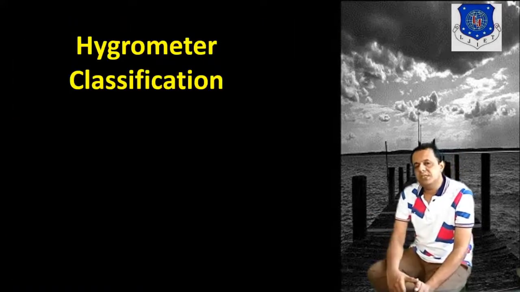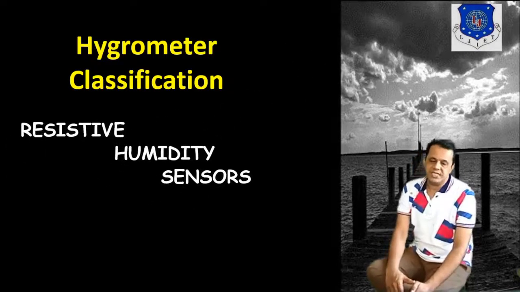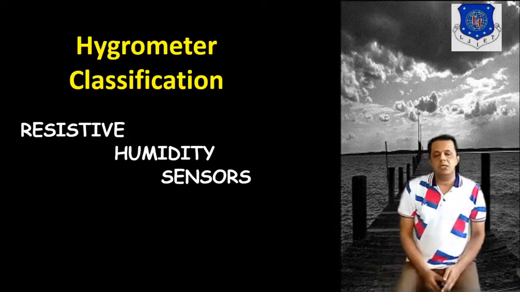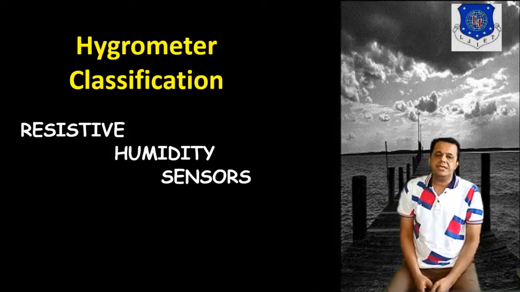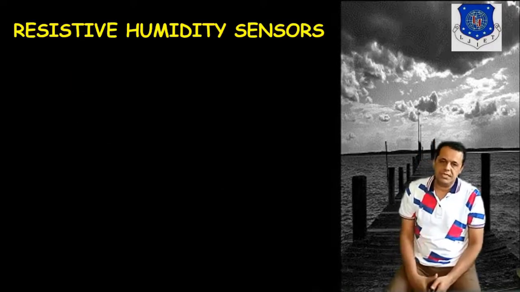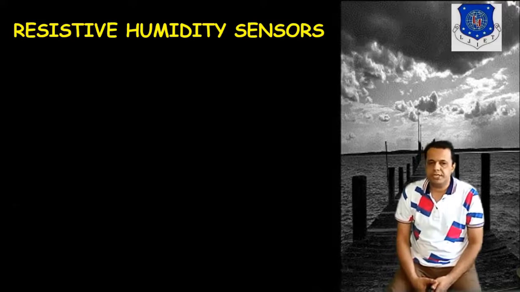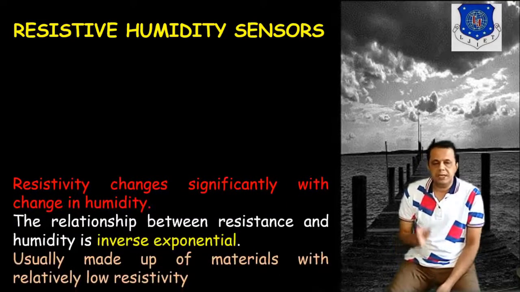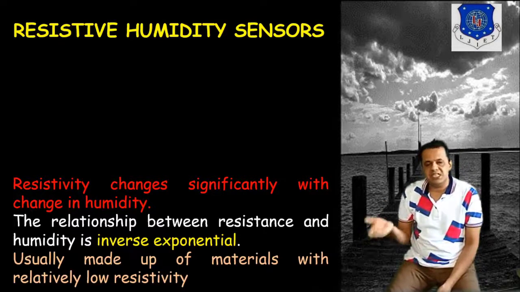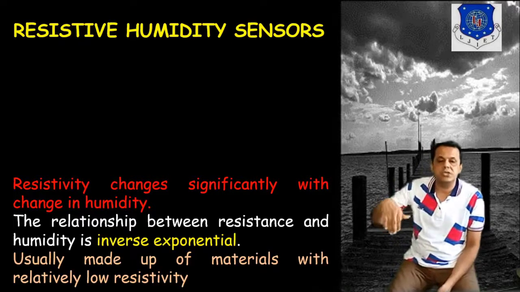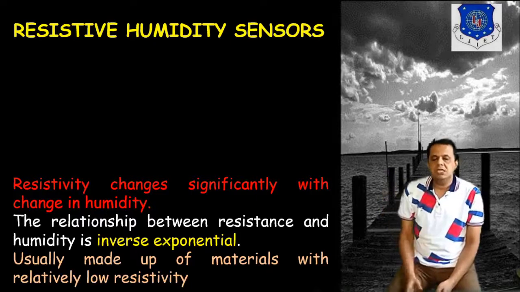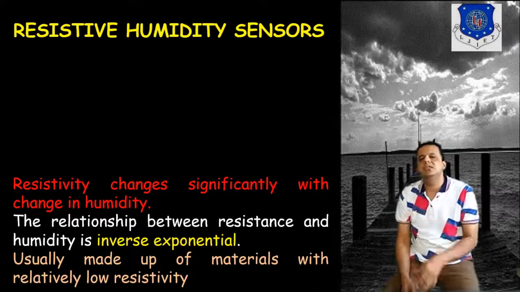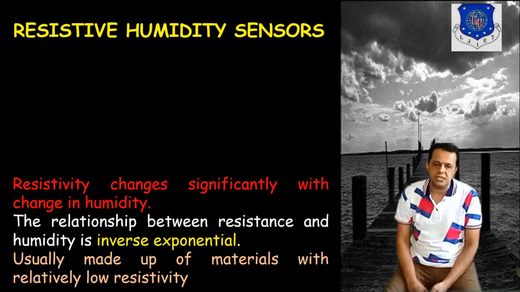Now next, for another type, that is the resistive humidity sensor. Obviously it uses the fundamental of resistance to detect humidity. As we know, resistance changes with the water content. The relationship is inverse: as water content increases, electrical conductivity also increases, so resistance, or resistivity, decreases. So the relationship between resistance and humidity is inverse, usually inverse exponential.